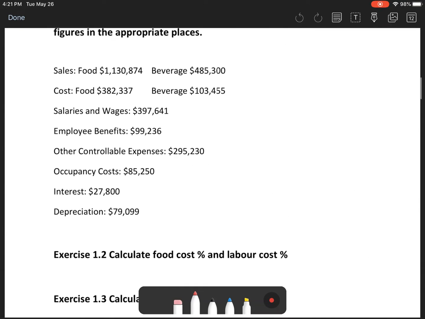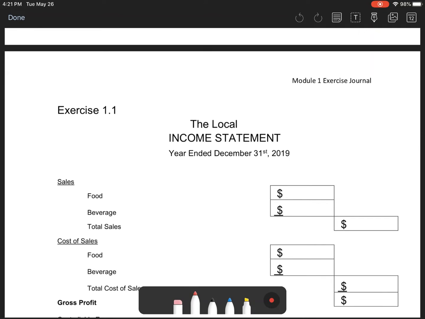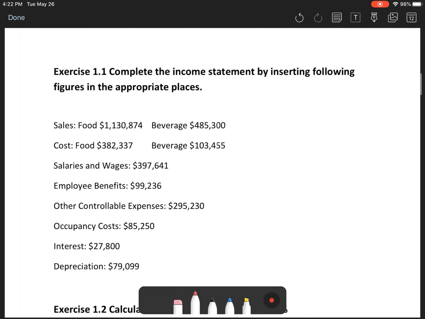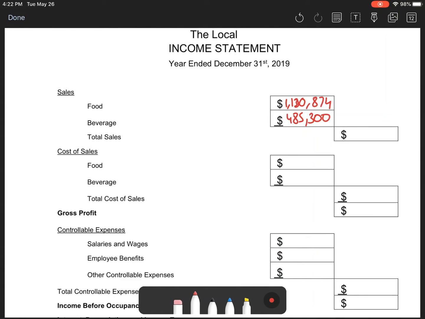Now, we know our food sales. We have it. The food sales is 1,130,874. So fill in that data over here. I know my beverage sales. I got the beverage sales from here. The next thing that I'm going to work on is my total sales. Total sales is equal to food sales plus beverage sales.